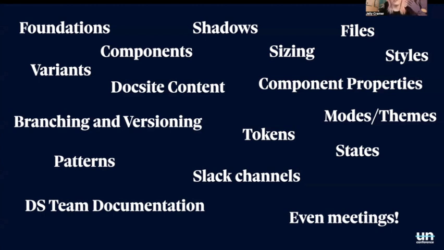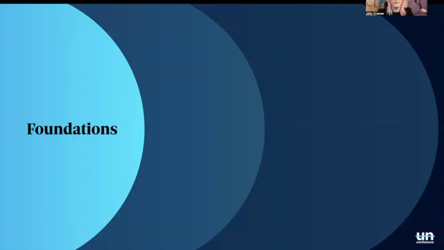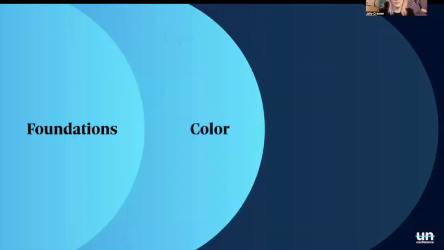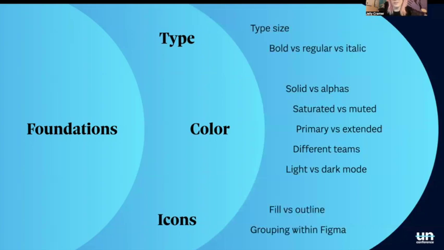And the challenges do not stop at this high level. So if we dive a little deeper, we can start with foundations, things like color, typography, icons. Naming conventions can get even more complex when we start thinking about how do we differentiate between solid versus alpha colors or saturated and muted tones. And with typography, do we name sizes numerically or use descriptive terms? Each choice can lead to a different interpretation, impacting how the system is used and understood.